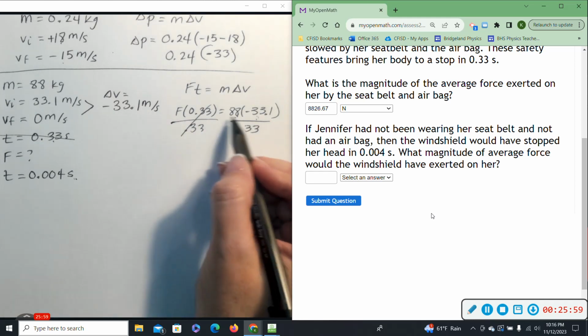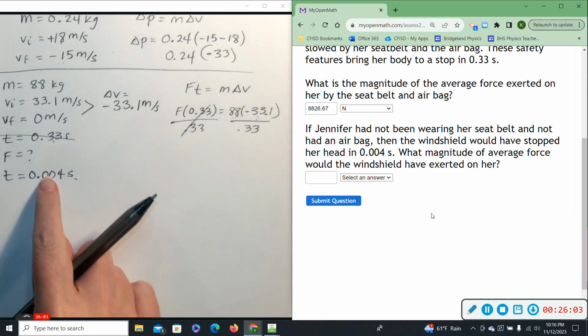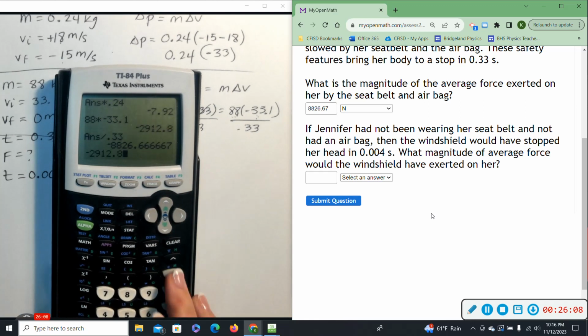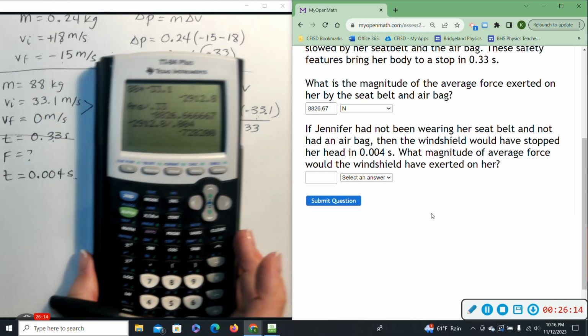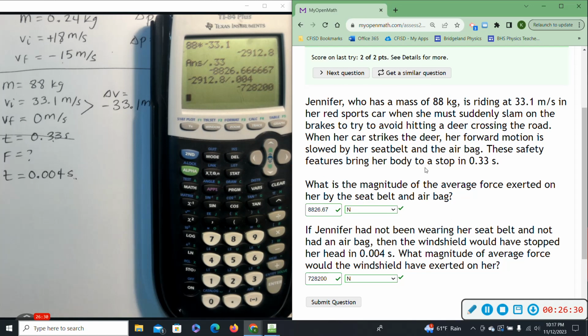Okay, and so it's basically still going to be the same process, except it's going to be 88 times negative 33.1 divided by this. Okay, so I already have that number in here. Let's divide it by 0.004. And that's our force now. Look how much larger that number is. Let's go ahead and type it in. And again, it wants the magnitude, so 728,200 newtons. Significantly more force because she had significantly less time.